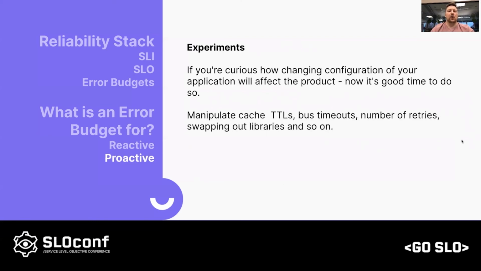Let's now move to proactive, experiments. When having an error budget surplus, we can spend it on experimentations with how changing your application will affect the user's happiness. Try non-feature work you always wanted. Manipulate TTLs, timeouts, number of retries, swapping out libraries. It's up to you to decide.